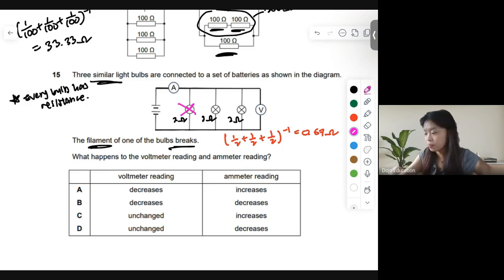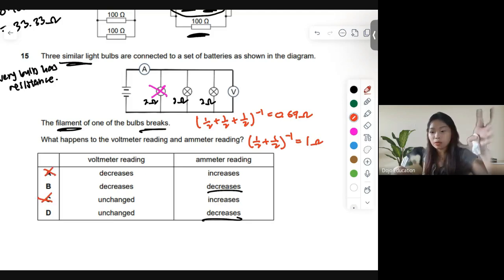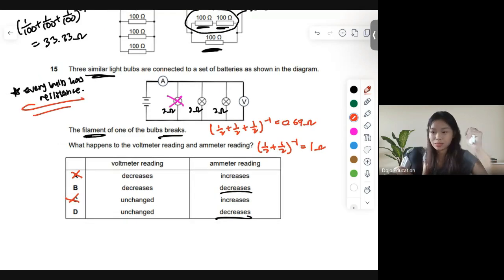Then what is my total resistance? It will be 1/2 plus 1/2. That's all. We got 2 left, right? So 1/2 plus 1/2 inverse, it will be 1. So you'll realize actually when there are only 2 filament lamps, the total resistance is higher. When my resistance is higher, my current decreases. So that eliminated A and that eliminated C. When it comes to this kind of question, it's better if you could sub in values yourself. And also just take note, every bulb has resistance.